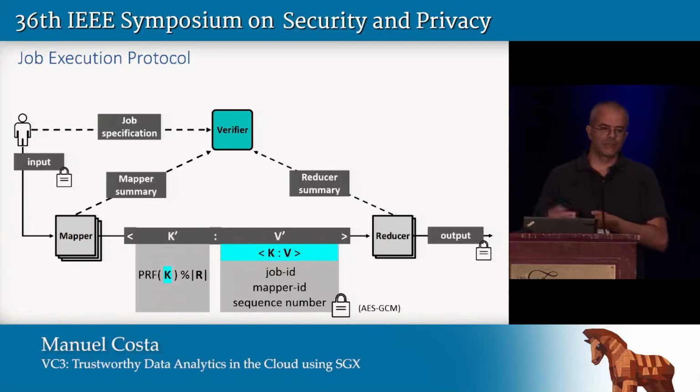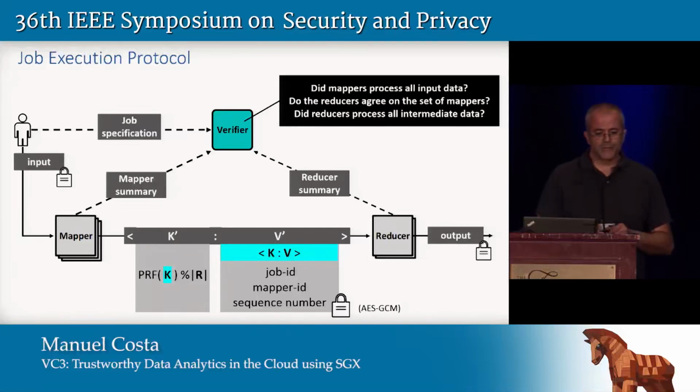Likewise, the reducers send summaries to the verifier, including what was the set of mappers they received information from, how many key value pairs they received from each mapper, for instance. This allows the verifier then to answer these questions. Did mappers process all the input data? Was any input data duplicated or dropped? Do the reducers agree on the set of mappers that processed the data? Did the reducers process all the intermediate key value pairs that the mapper sent?